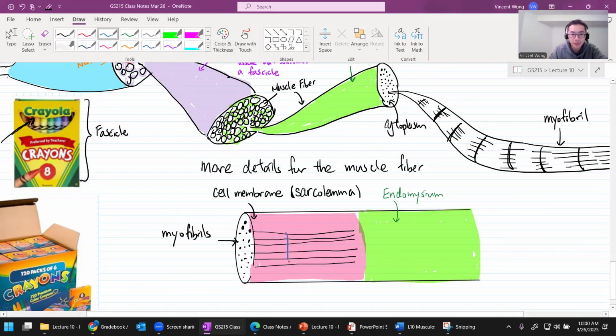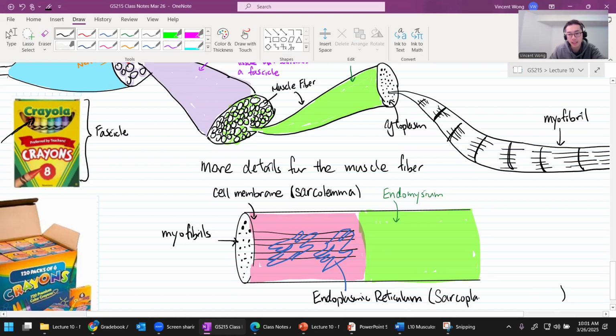Surrounding these myofibrils is a network of endoplasmic reticulum. I guess we can just draw it like this. There's this endoplasmic reticulum that surrounds them. But again, because it's muscle, people like to give it a special name. It's called the sarcoplasmic reticulum, but it's the same thing.